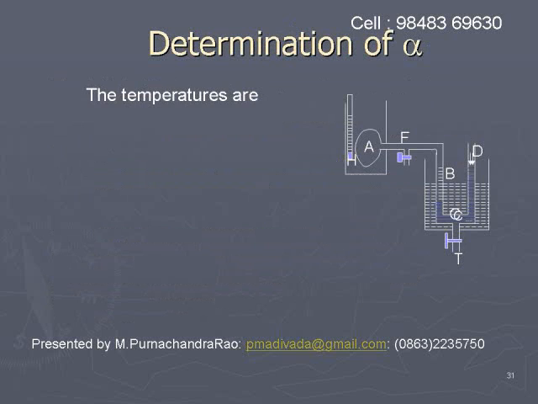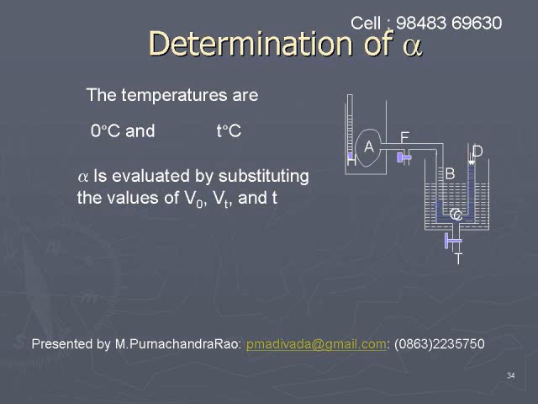The temperature of the gas is measured with the thermometer. The initial temperature is 0 and the final temperature is T. The initial volume is V0, the final volume is Vt. So, we can calculate alpha with the relation (Vt minus V0) by V0 into T. By substituting the values of Vt, V0 and T, we will get the value of alpha.